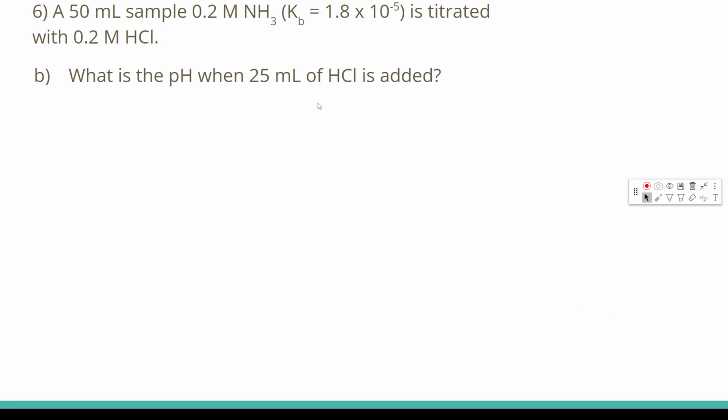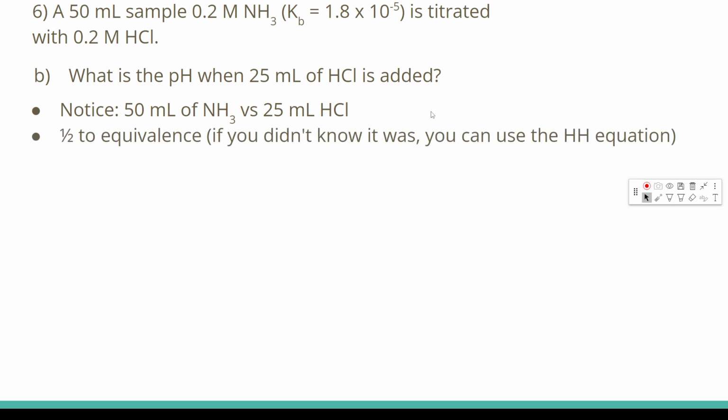Cool. All right, if we add 25 mils of HCl, one thing to notice real quick is that we initially started with 50 mils of the weak base versus the 25 mils of the strong acid. Because of that, we're halfway to the equivalence point. Now, if you didn't notice that, that's fine. You could just use the HH equation just fine.